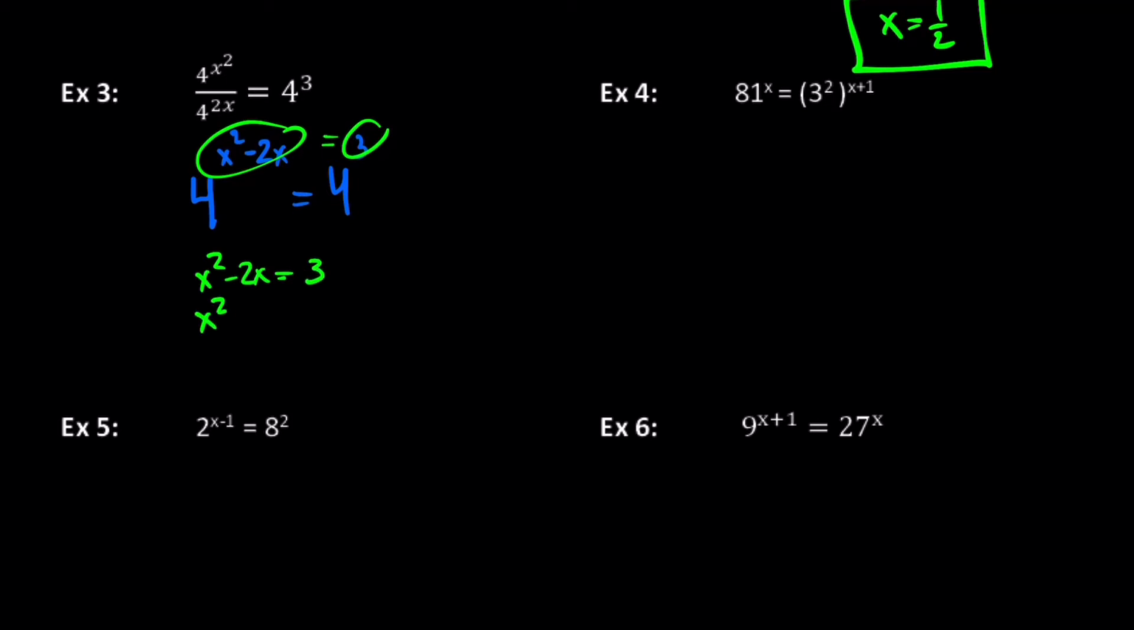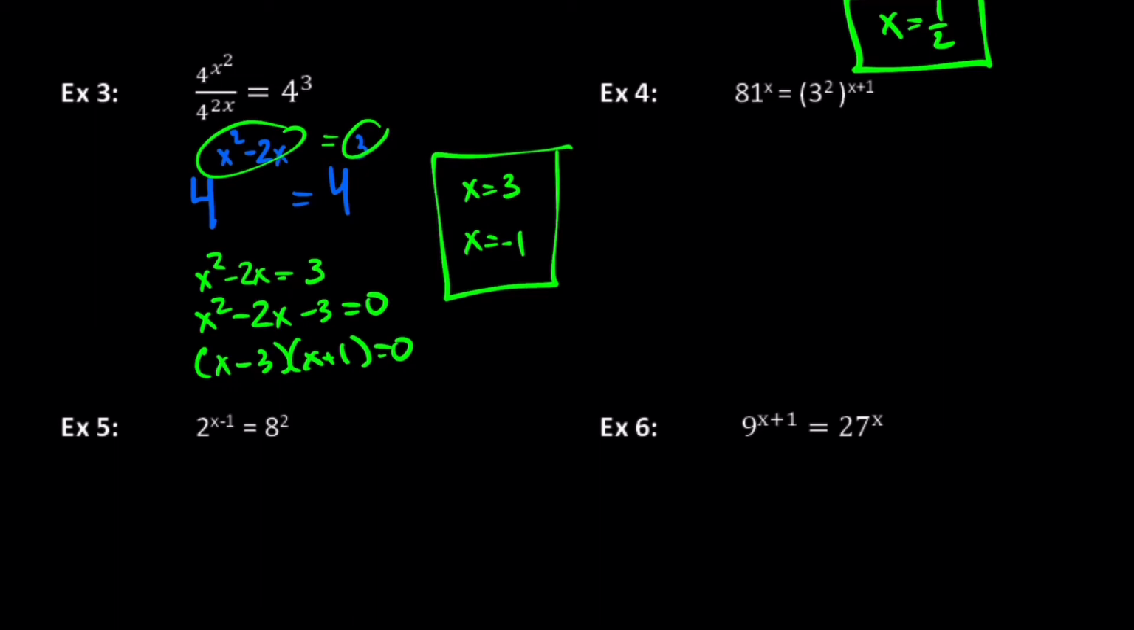Subtract a 3. Now let's go through this quickly. Factor. And I get two values of x. X equals 3 and x equals negative 1. Now they both should work, but let's check.